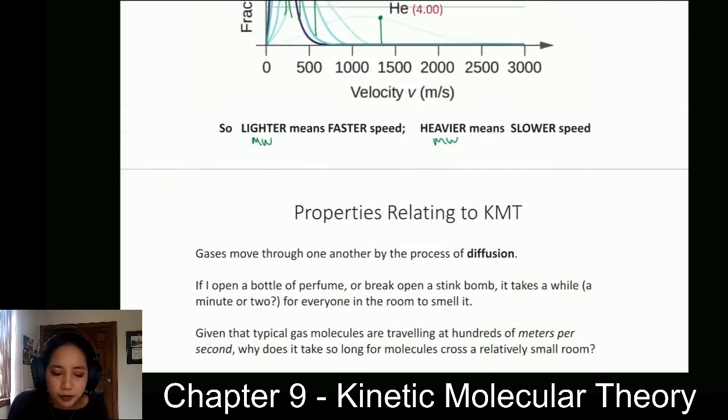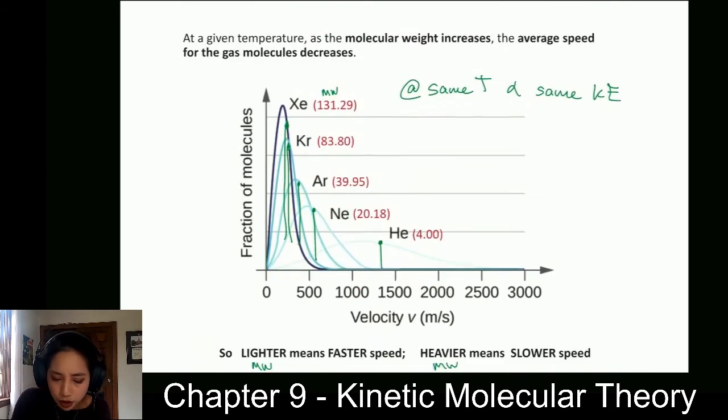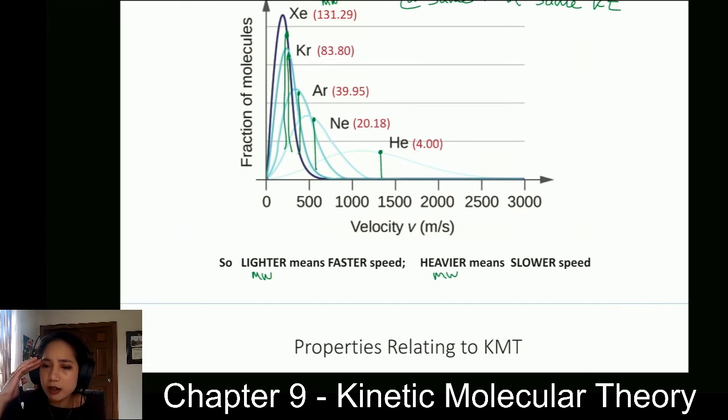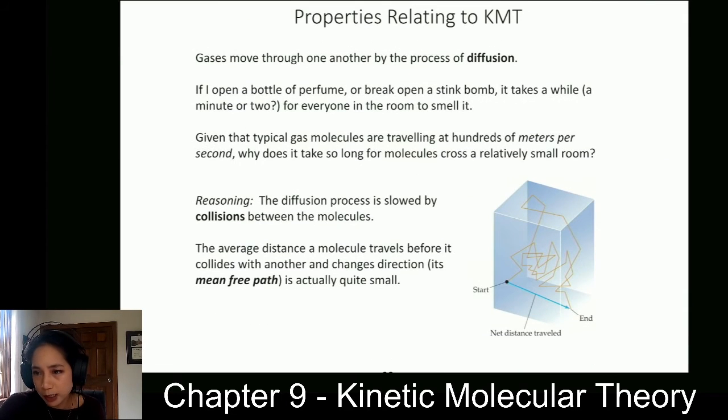In this previous question, we talked about the root mean squared speed of molecules. They're going really fast, hundreds of miles per hour. So you'd think if I spritzed a perfume bottle in the corner of the room and it took a while to get to you, but I just said that the speed of these molecules is really, really fast, shouldn't you smell it instantly? Well, that's where diffusion comes into play.